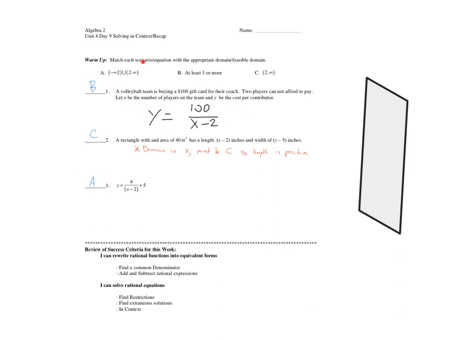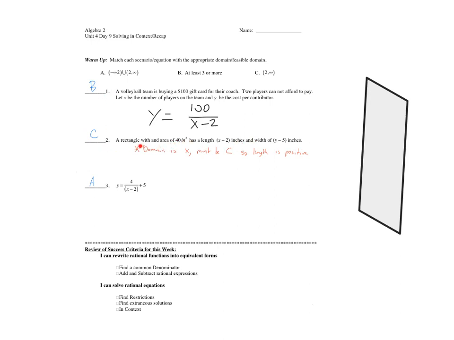This is going to have a domain like this if it wasn't in a context. Since it's in a context, we need at least 3 people or more to be able to split this cost. Now, so that's going to make it B. For number 2, that's going to be C.